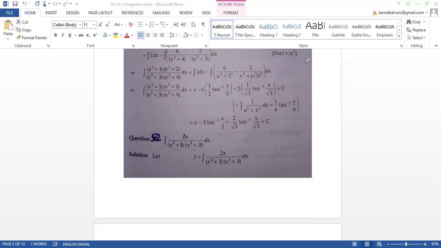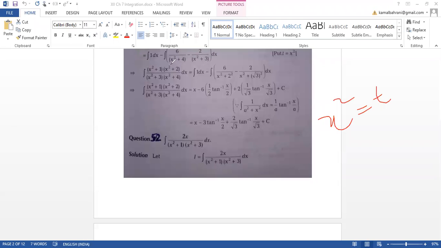Yes. Do you know or not? Yes, anyone? Put 2x is equal to t. Very good. Mohammed Aris. Put x square is equal to t. Okay, you are unable to write, Mohammed Aris. Very good. Shreyansh, very good. Okay, you understood that we will put x square is equal to t.